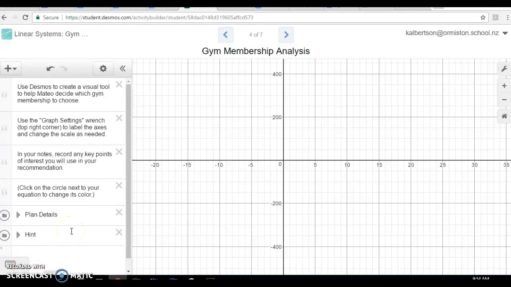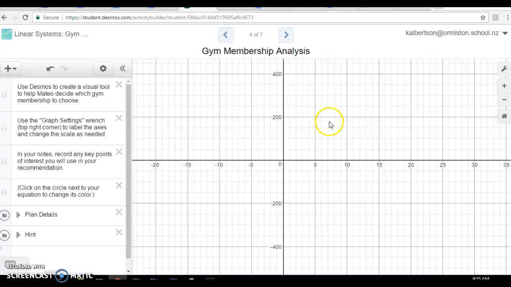Okay, so the first thing that we need to do is put the lines on the graph. It says use Desmos to create a visual tool to help Mateo decide which gym membership to use. First of all, I have actually worked out on paper how much it's going to cost for the first year. One plan was 140, another one was 230, another one was 220. So I'm thinking that it would be good to make the axes go to about maybe 500.